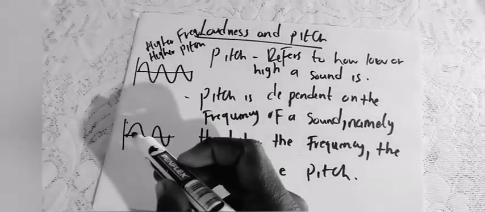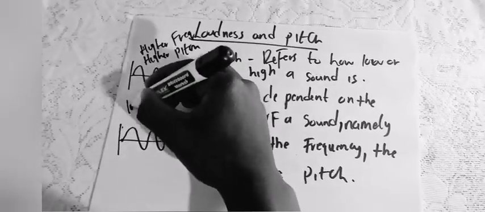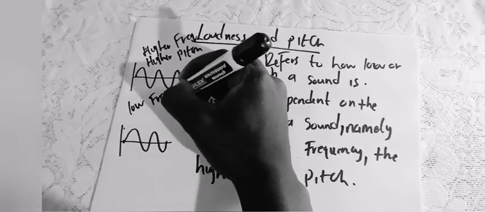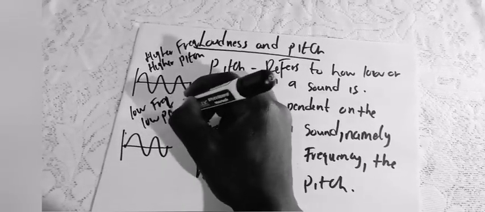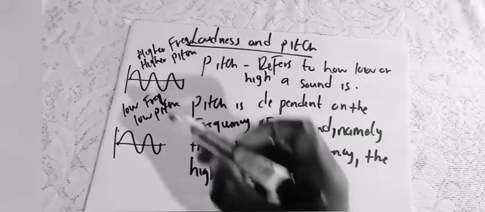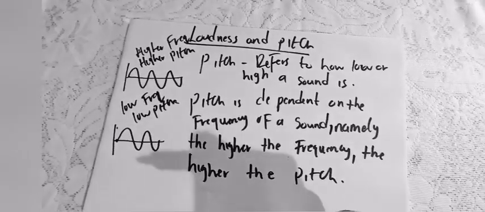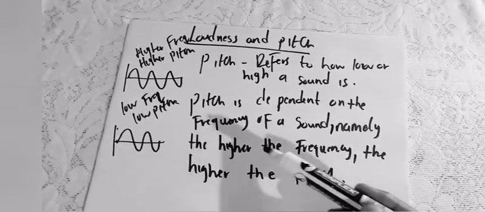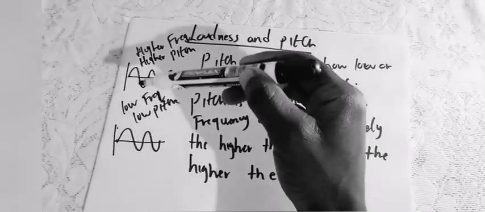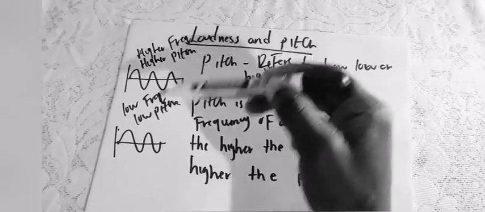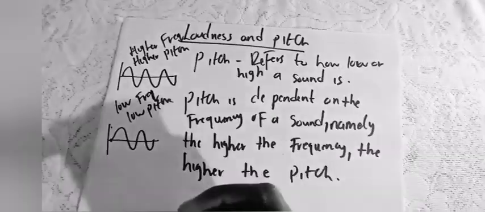So if the frequency is lower, it means the pitch is also low. I don't know if you get that. Since here we have less number of waves, it means that we have a low frequency. Having low frequency, it tells us to conclude that our pitch is also low. I don't know if you understand that. So pitch is dependent on the frequency of a sound. Namely, the higher the frequency, the higher the pitch. The lower the frequency, the lower the pitch. Yeah, so you must know this. It is very important for you to know that small number of waves, low frequency and low pitch.